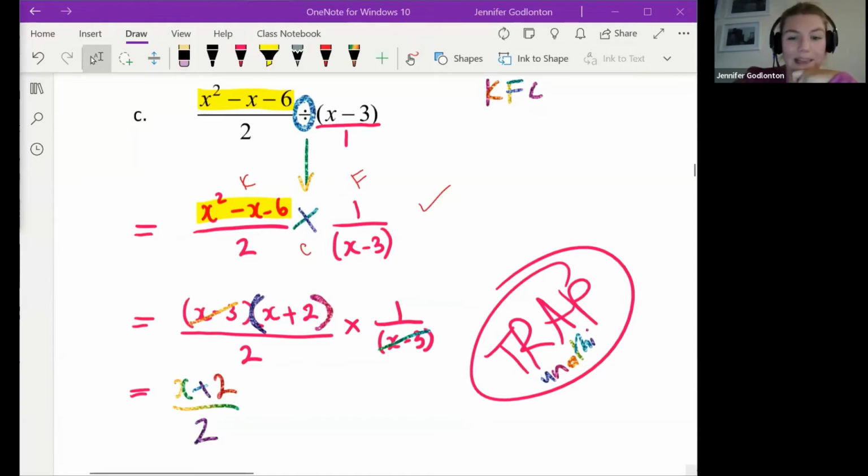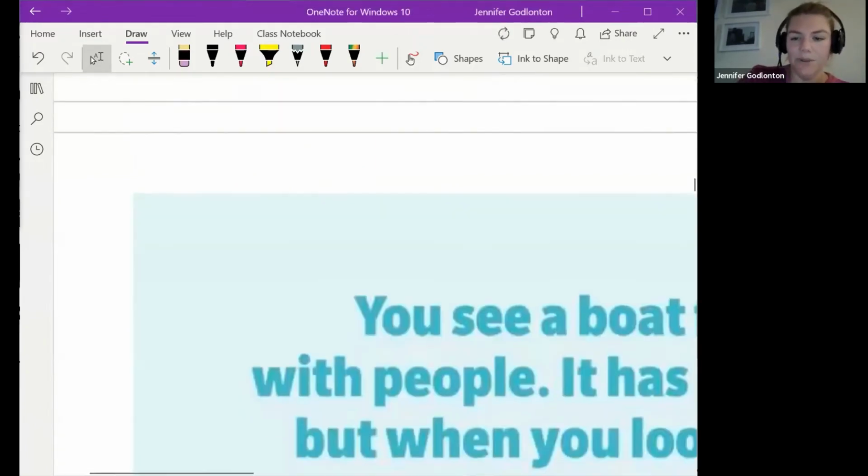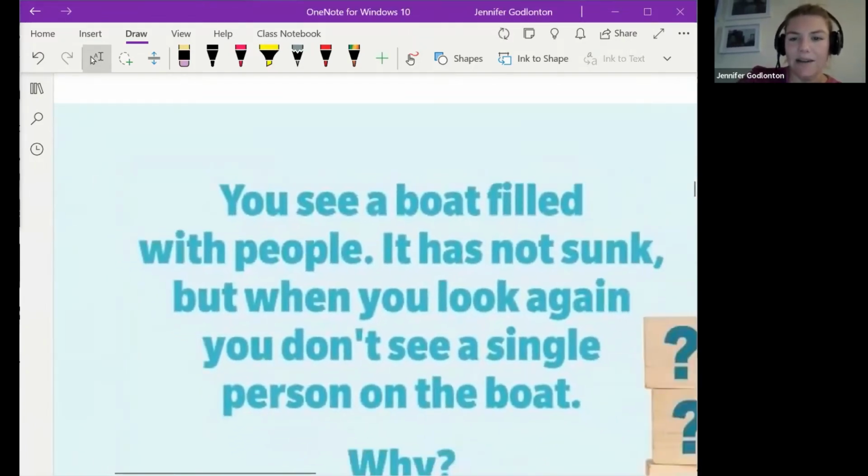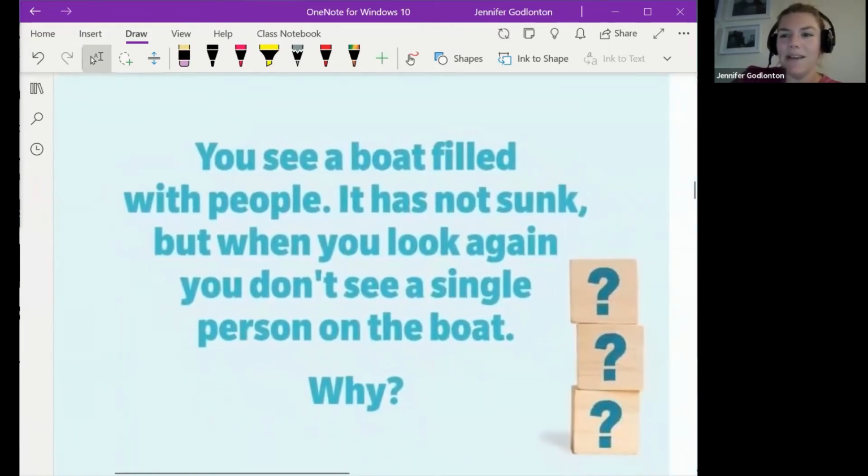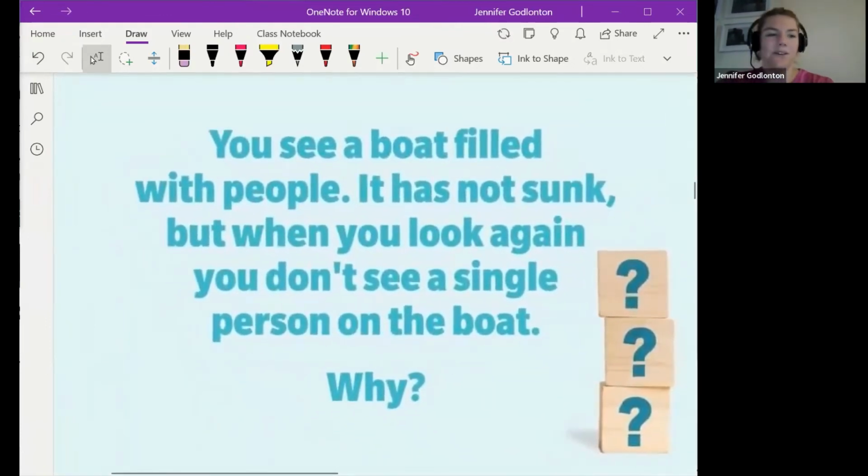Okay. Yes, you are definitely going to do something. Oh, sorry, it's our brain break. Okay. I went with the same theme as we went with last week because I thought it was fun hearing some people's answers. Okay, you see a boat that is filled with people. It has not sunk, but when you look again, you don't see a single person on the boat. Why?